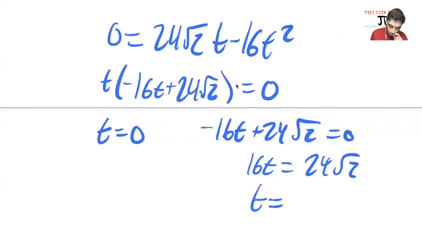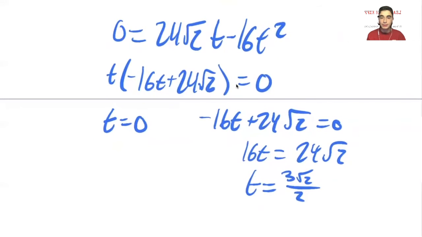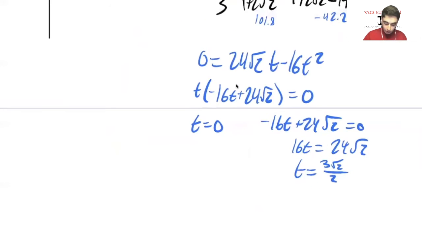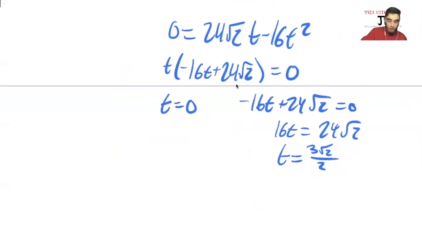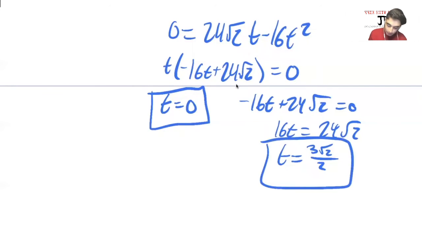Or we could also just say 3 radical 2 over 2, because I don't think decimal points are the most accurate, although I like them better. So we see that y equals 0 at t equals 0, and y equals 0 at t equals 3 radical 2 over 2. Now, which one is actually useful to us?